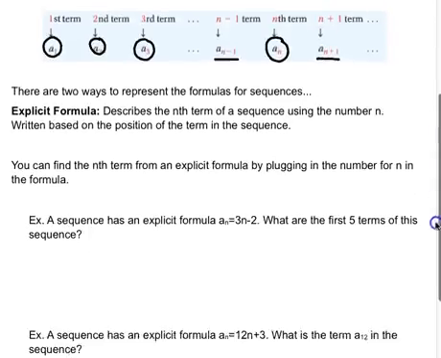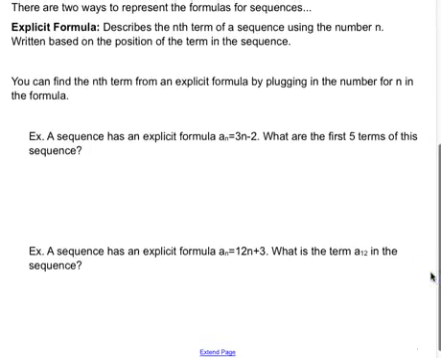So let's jump right into the big idea. So I already noted this. There's two ways we can represent these patterns, and that's the focus of today, okay? The explicit formula. The explicit formula describes the nth term using the variable n. In these formulas, we're going to treat n as a variable. n is basically going to be our x when it comes to writing these expressions. It's written based on the position of the term in the sequence.